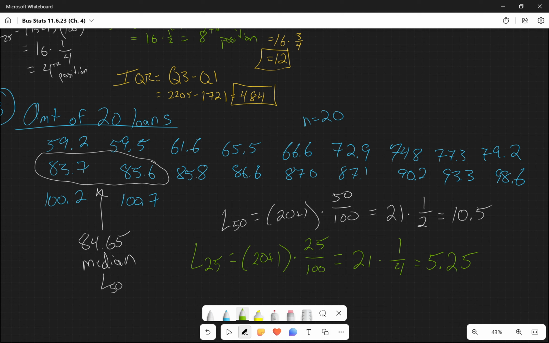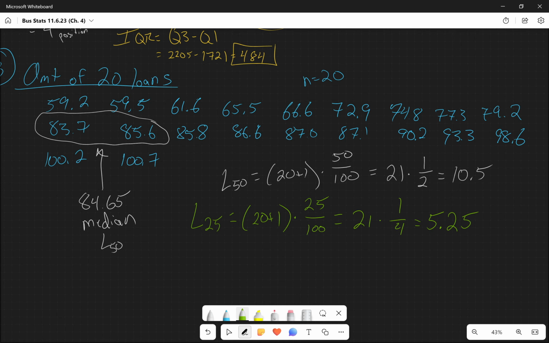5.25. Kind of tricky when we don't have a 0.5, right? When we have a 0.5, it's pretty easy. You just take the average of whatever the value is before the 0.5 and then after the 0.5, right? But we have a 0.25 going on here. So that means it's going to be 75% closer to 66.6 and 25% closer to 72.9. So if you take each of those values, multiply by the amount that it is, you'll get the answer.